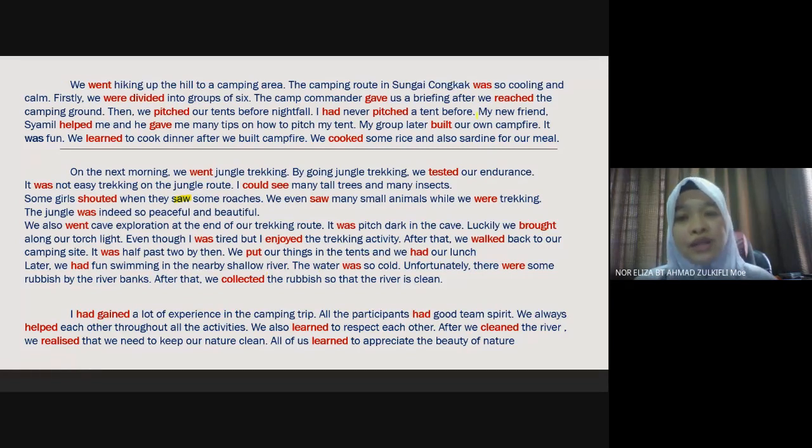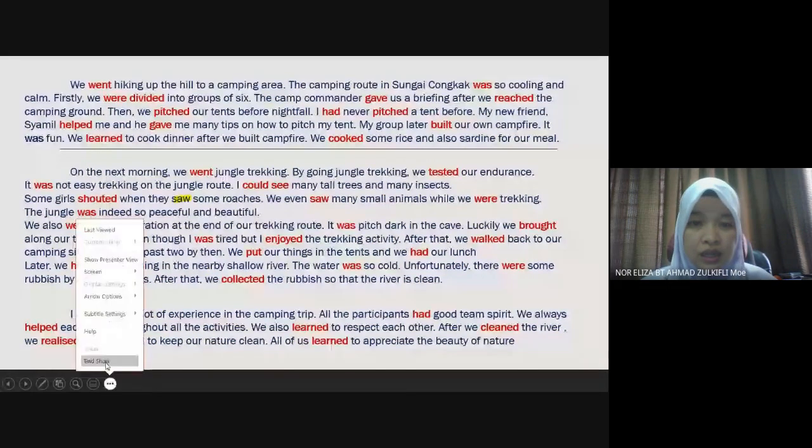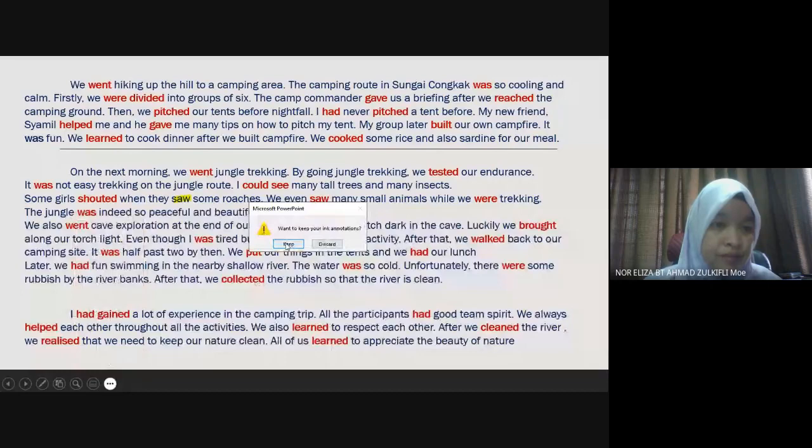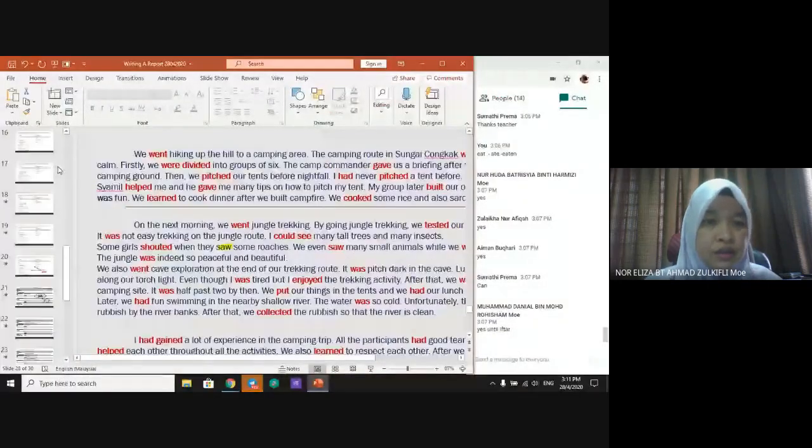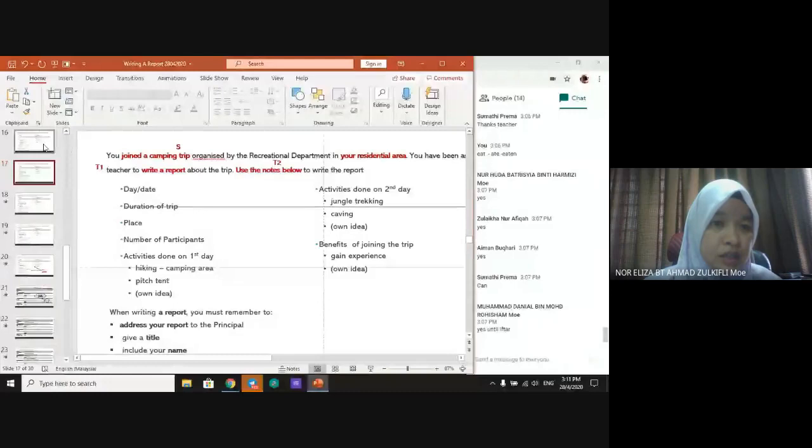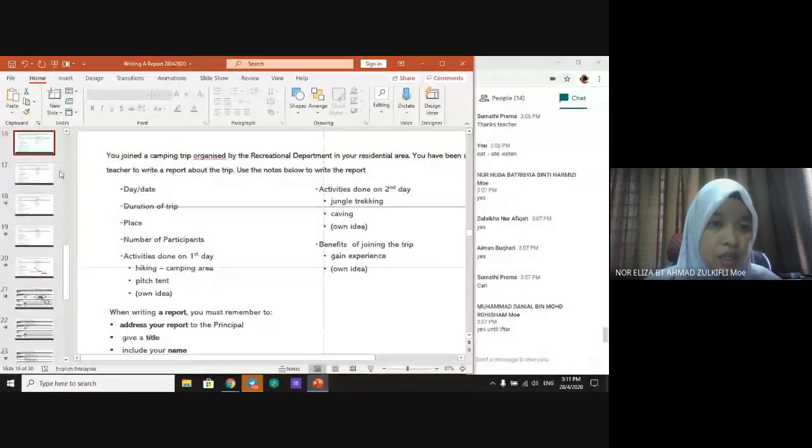Now if you look at this, we need to use the past tense. I want us to go back to the question. Shall we? Why? It is very essential for you to take note of this. If you write a report, you must use past tense. Everything here is past tense. All the red ones are past tense. But if you look at the question, let's just go to the question. Here. No, I want the bigger version. Okay, let me see.